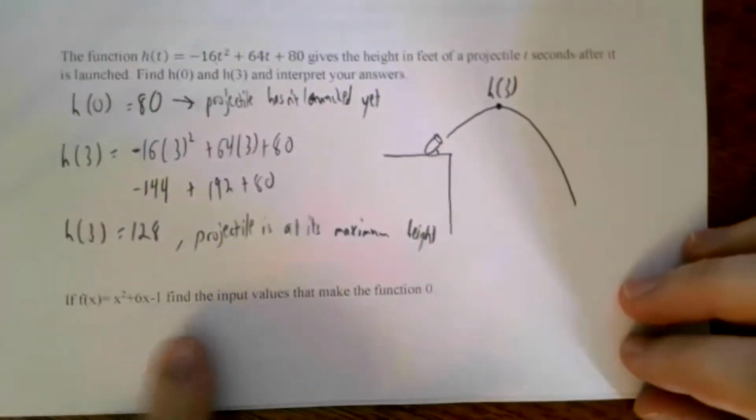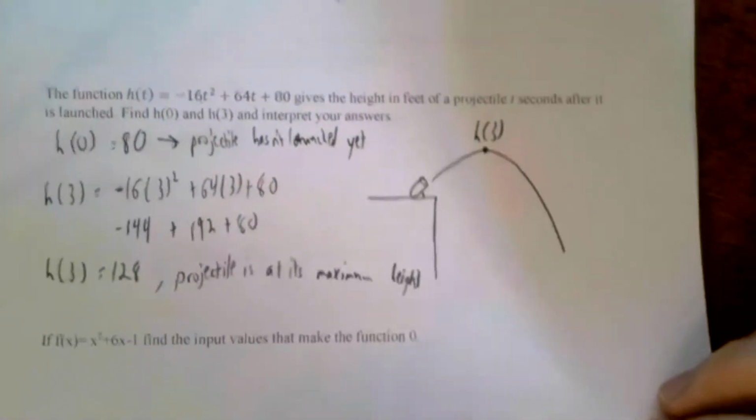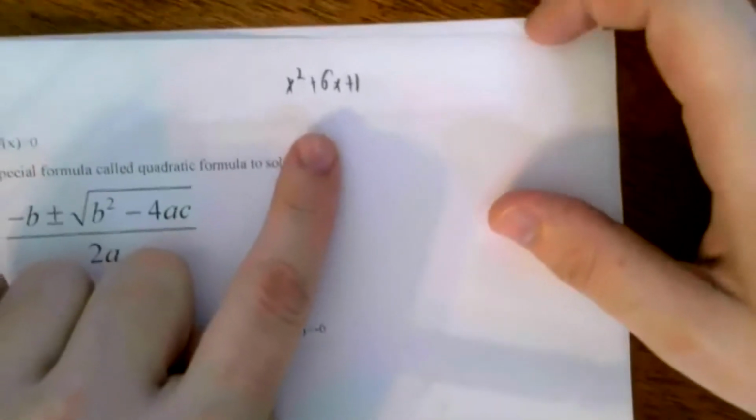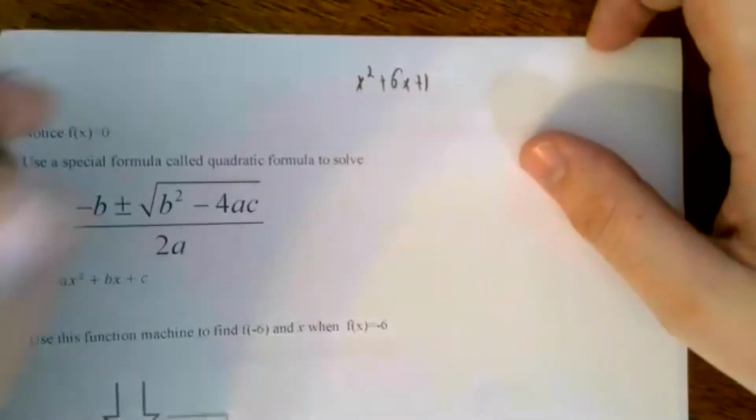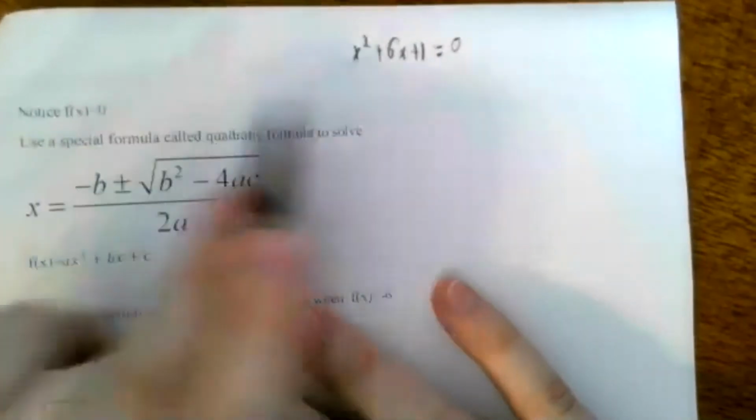So it says find the input values that make this function 0. I'm going to rewrite it on the next page. So I have x squared plus 6x minus 1. And what I'm saying is I want to know when this is 0. The way I can do that is just by setting it equal to 0. So my f of x, which is this, is equal to 0.